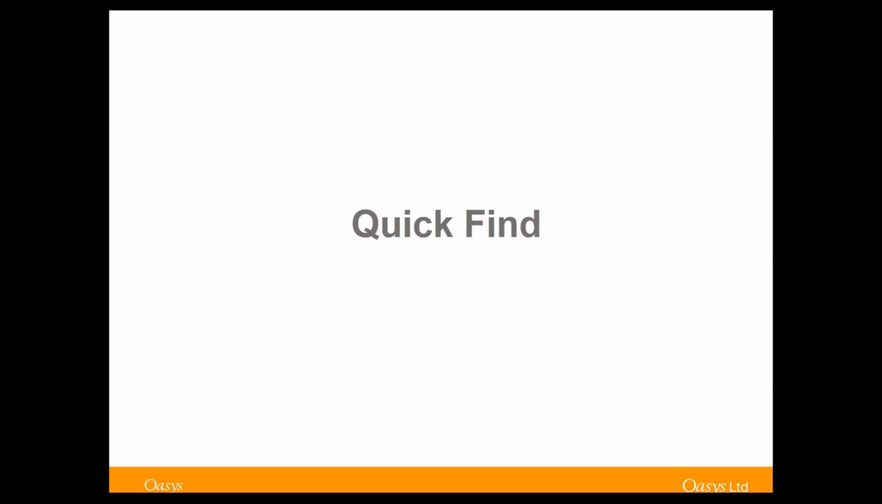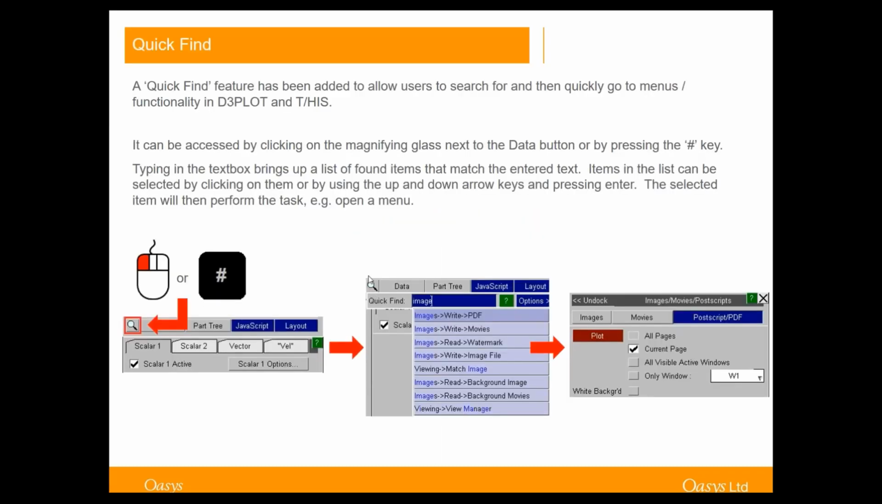So I'm going to run through the main new features in turn, and the first thing I would like to talk about is called Quick Find. Quick Find is a new and easy way to access THIS and D3PLOT functionality from one place. It's a useful tool if you want to use functionality and you don't know where to look, and potentially a quick way if you're an experienced user to access functionality as well.